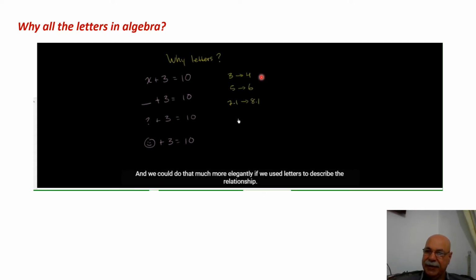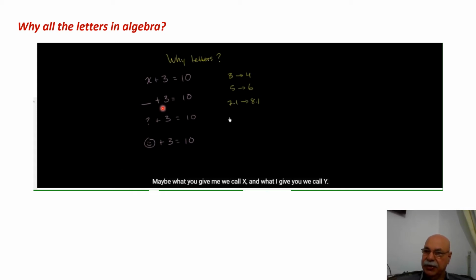What is the number we put here in order to get the 10? That's why he makes this process here.